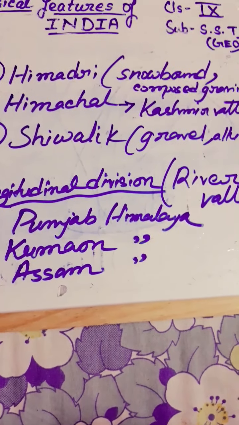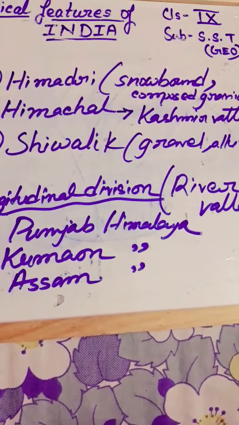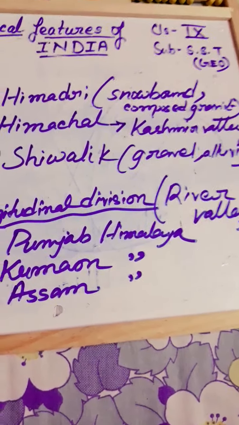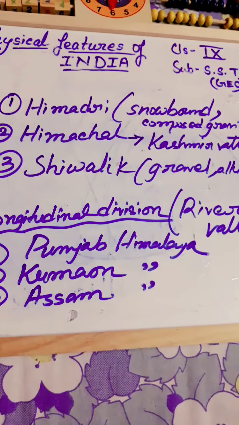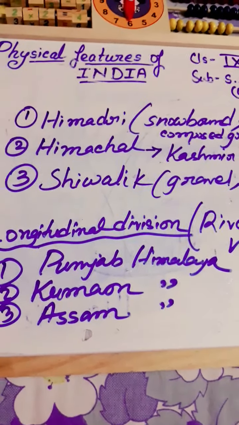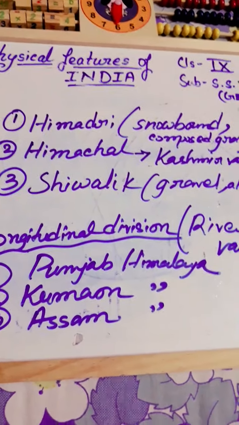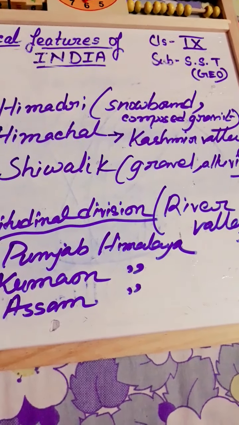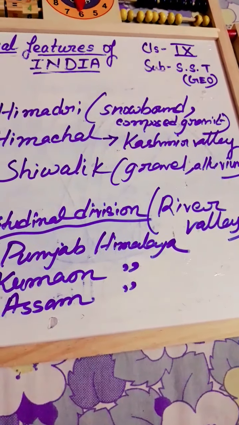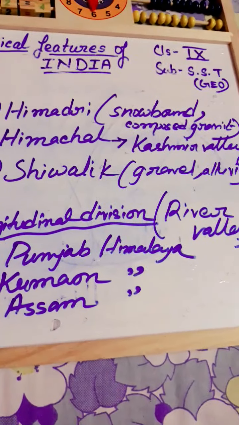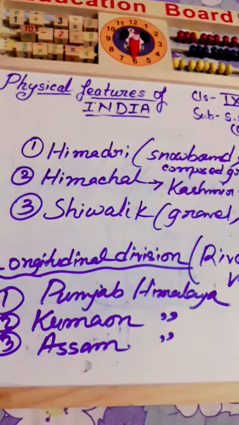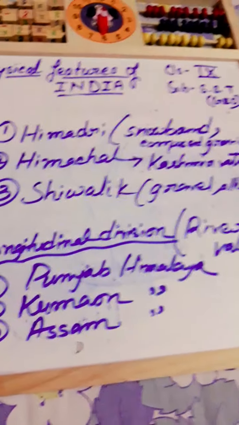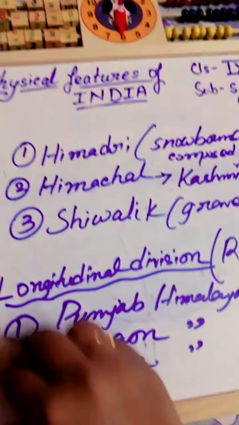Covered with dense forest, the hills run as parallel ranges and valleys. In this portion we can find some parallel ranges and valleys, because this portion does not have so much altitudinal height like Himadri. As examples we can say Manipur hills, Mizo hills, Naga hills. So these are the main characteristics of the Himalayan mountain. So this thing is completed.